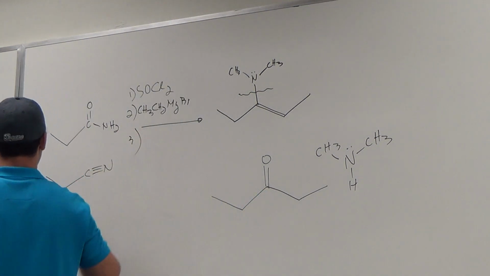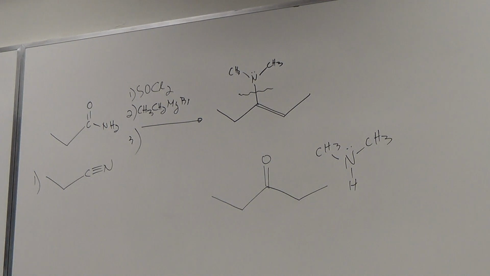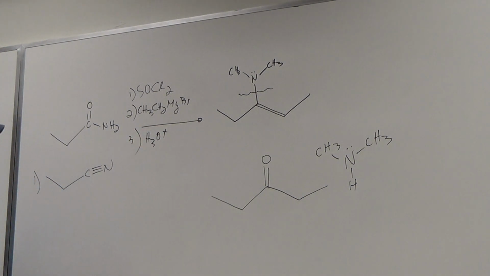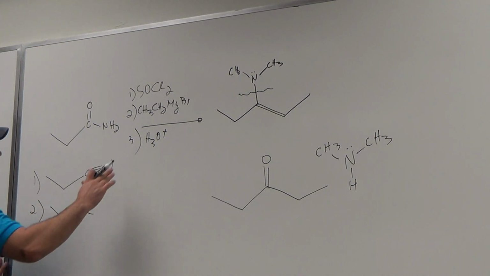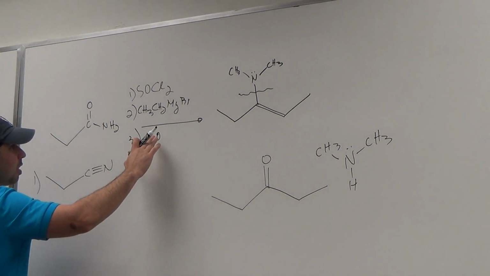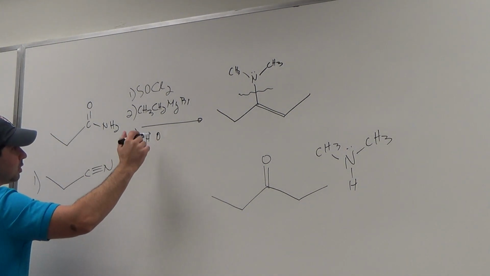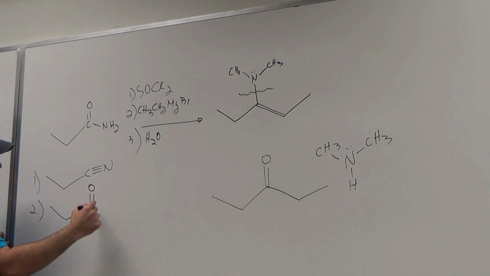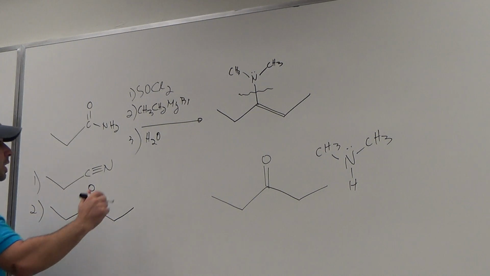After the Grignard, I gotta add what to this? Gotta add water or some type of acid. What is that going to give us? On the second step, should we say water or just H3O plus? So carbonyl, extend the chain by 2. And then what else?